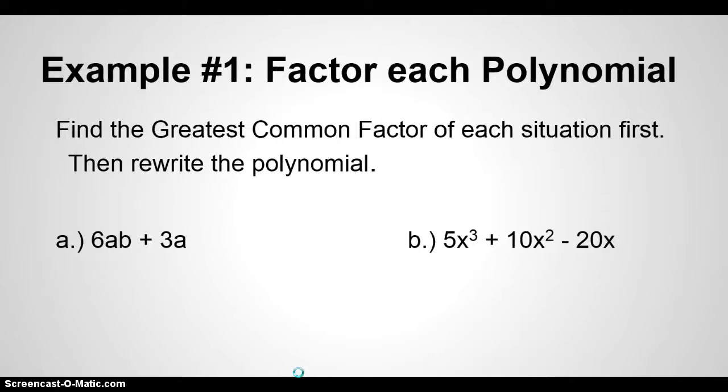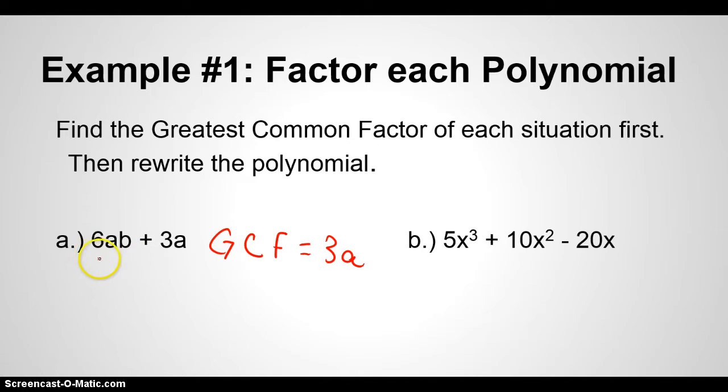Here are a few examples of how we're going to factor out polynomials. For these questions, it says find the greatest common factor for each situation, then rewrite the polynomial. So let's look at the first example. We have 6ab plus 3a. What is the greatest common factor of this polynomial? Well, if we think about it, our greatest common factor is going to be 3a.